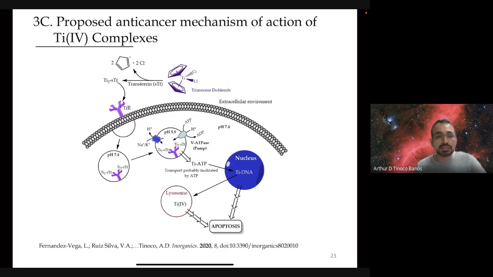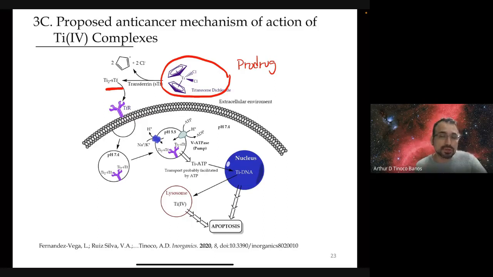So from the context of how titanium gets into the cellular environment, what we can see is that titanocene dichloride is a very unstable compound, so that I've already established. And so we can attribute this compound as a prodrug, where the ligands get dissociated and the titanium will bind to serum transferrin, and then it gets recognized by the transferrin receptor, and then ultimately that titanium is released into the cellular environment.